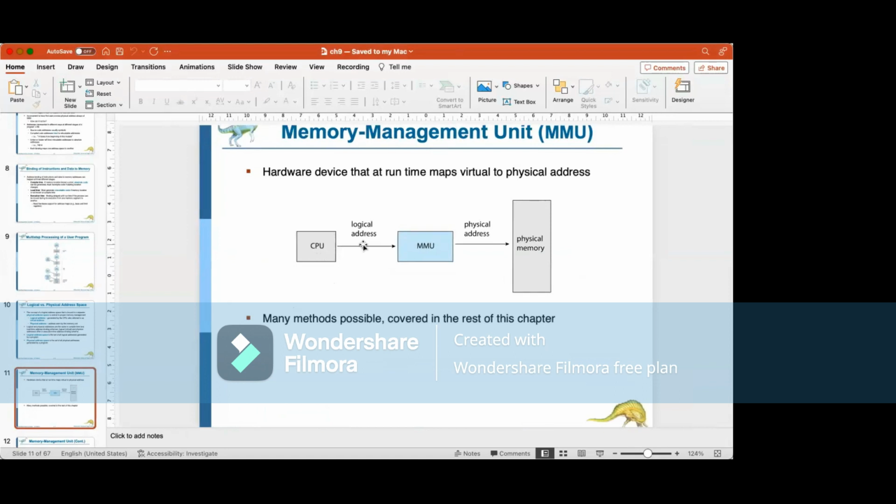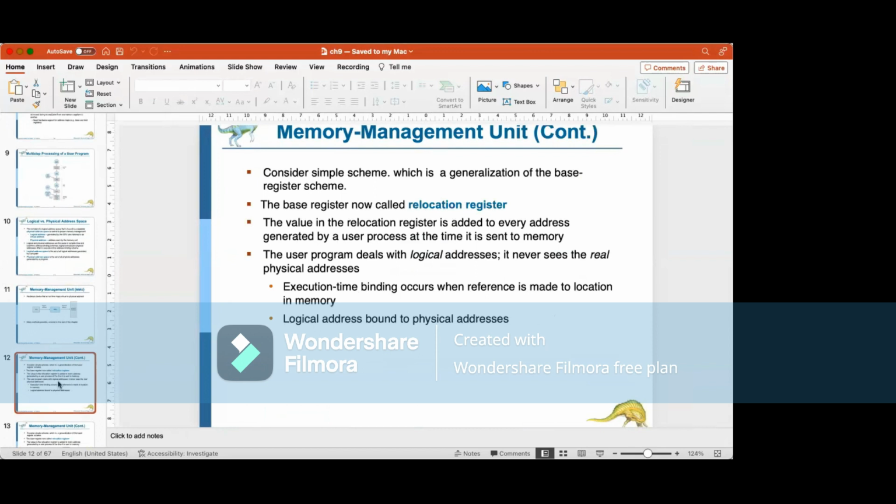So this is the CPU, the logical address, and the memory management unit. Understand that the CPU gives some address to each instruction. It is taken by the memory management unit, which generates the actual location in the physical memory.